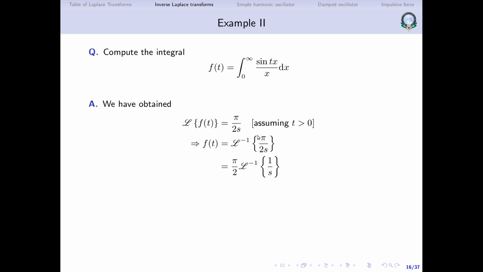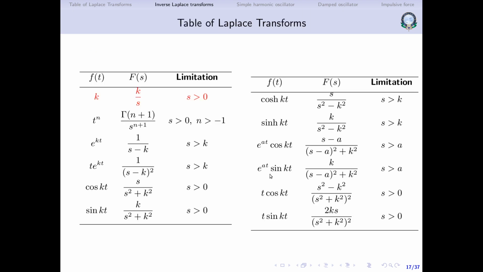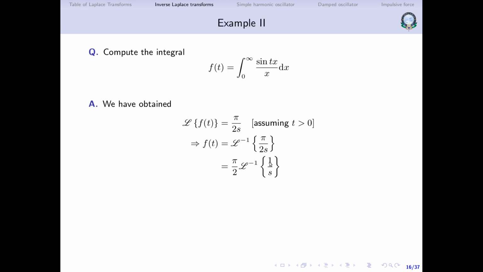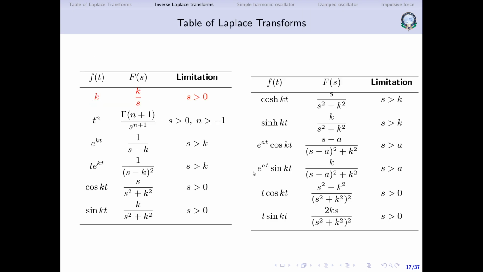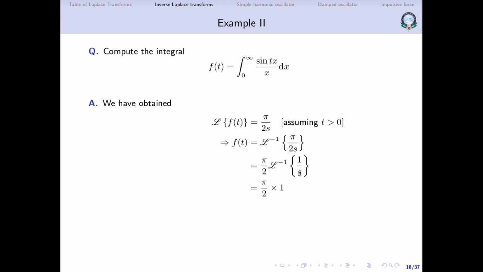Okay, so for the inverse Laplace transform of pi by 2s, I can take pi by 2 outside, leaving the inverse Laplace transform of 1 by s. This is what we want to find out. Again we can use the table of Laplace transforms. For 1 by s, if I take k equal to 1, its inverse Laplace transform will be equal to k, which is 1. So this result is simply 1.